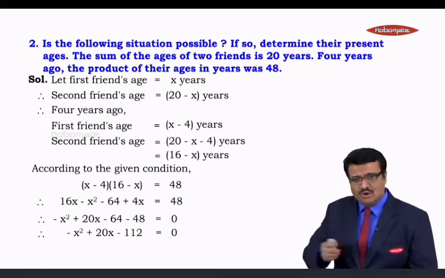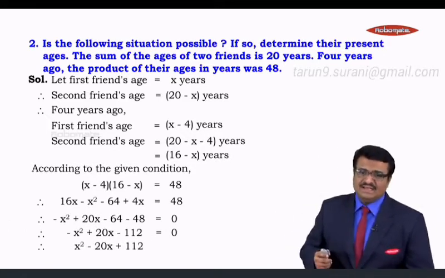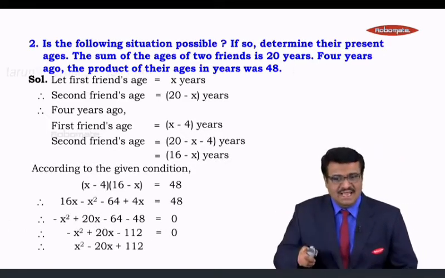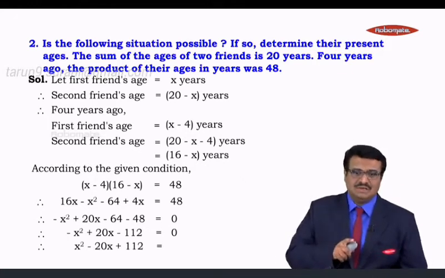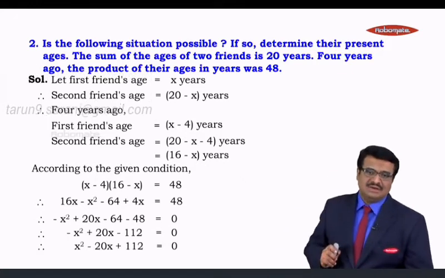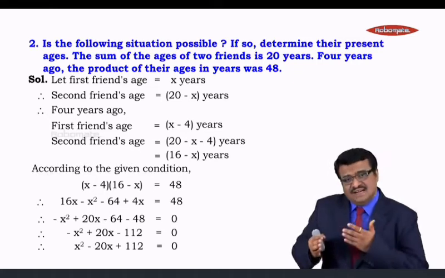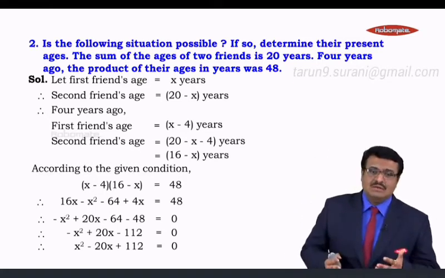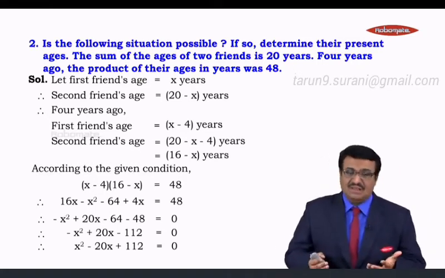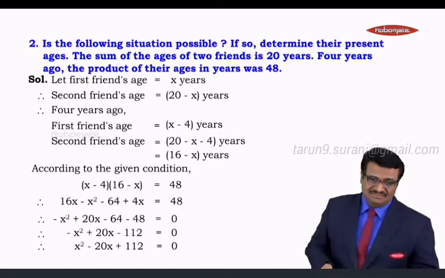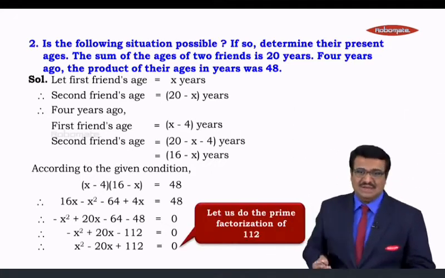And if you multiply throughout by minus 1, what you will get is x square minus 20x plus 112 is equal to 0. You got a quadratic equation, right? And 3 terms are there. So we have to factorize and solve. First attempt is factorization. Factorization by splitting the middle term, isn't it? 3 terms are there, that's why.